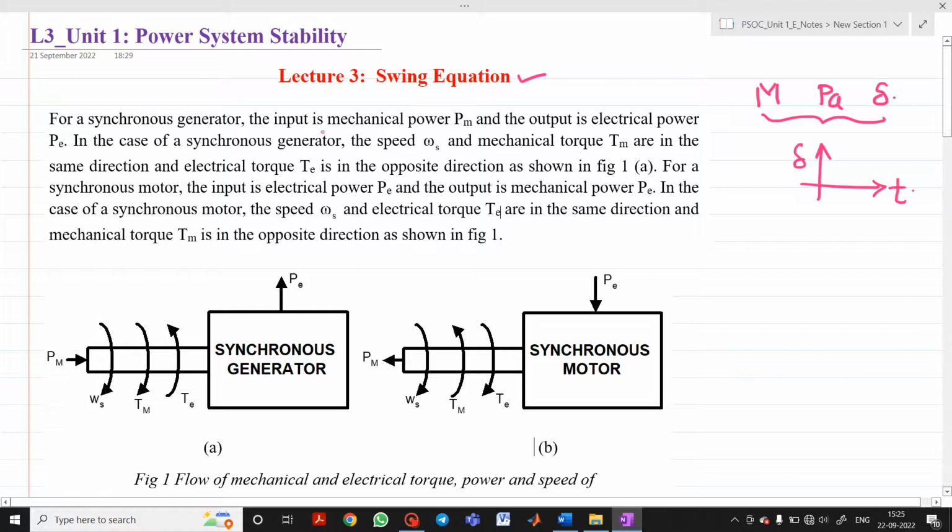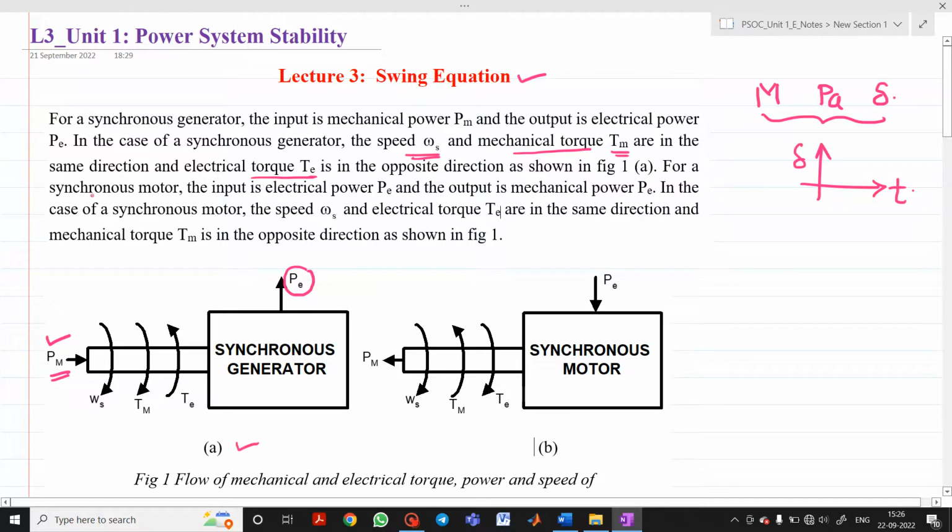So for a synchronous generator, we know what the input is. Input is the mechanical power, Pm, and output is the electrical power, Pe. In a synchronous generator, the speed is denoted by omega s. And there are two torques. The first one is the mechanical torque Tm, shown here, which is in the same direction as omega s. The electrical torque is Te, which is in the counter or opposite direction. Here it is shown in the figure of the synchronous generator.